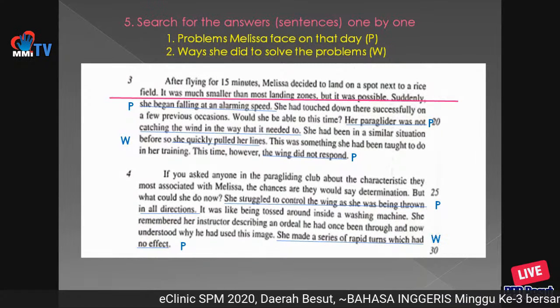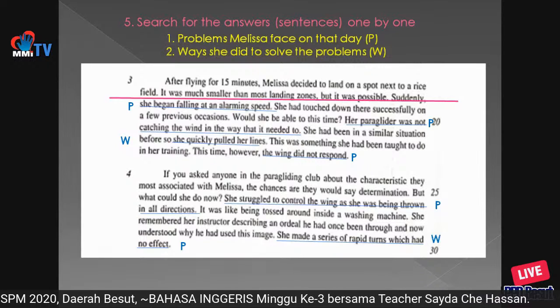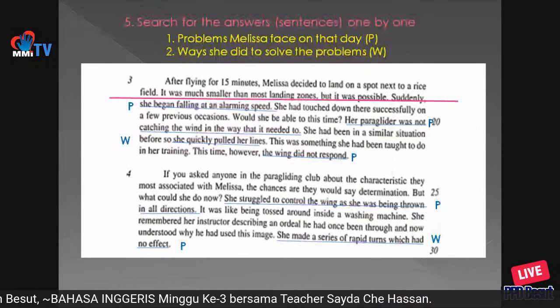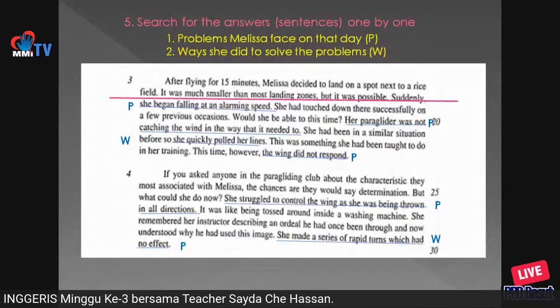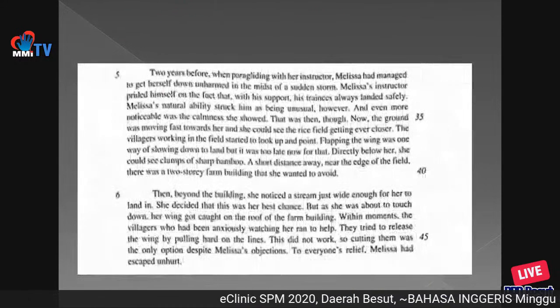Okay, so we have W there, we have P here. So basically from these 2 paragraph dari line 19 sampai line 30 kamu dah ada 1, 2, 3, 4, 5, 6, 7, 7 marks. Okay, 7 markah dah here. Okay, 3 lagi kita nak cari.